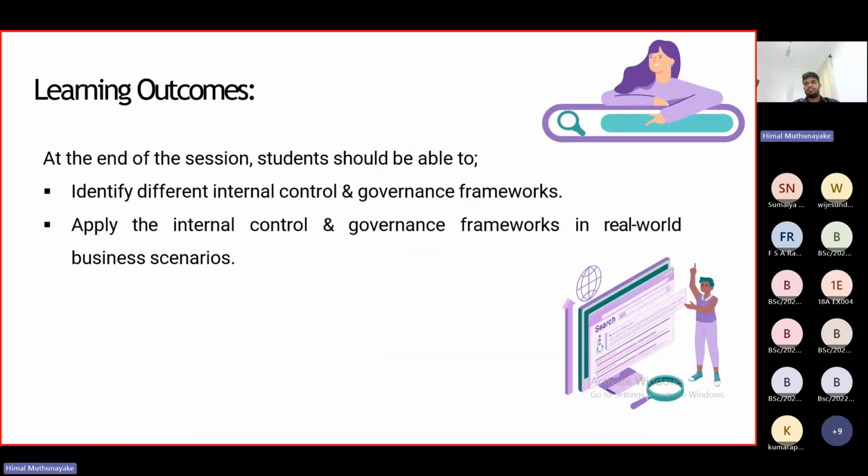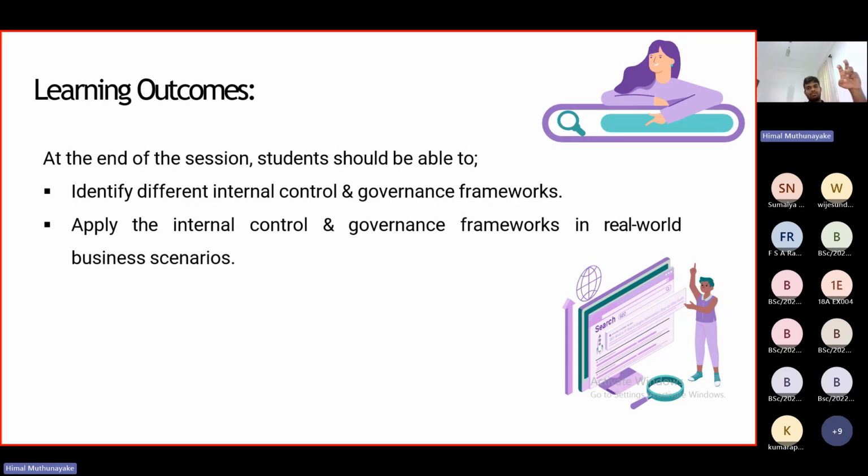So, internal control framework. Today we are going to identify different internal control and governance frameworks and apply them in real-world business scenarios. That's what we are going to learn. Actually, this subject is a practical subject, even though it's boring, as I told you in the first session.